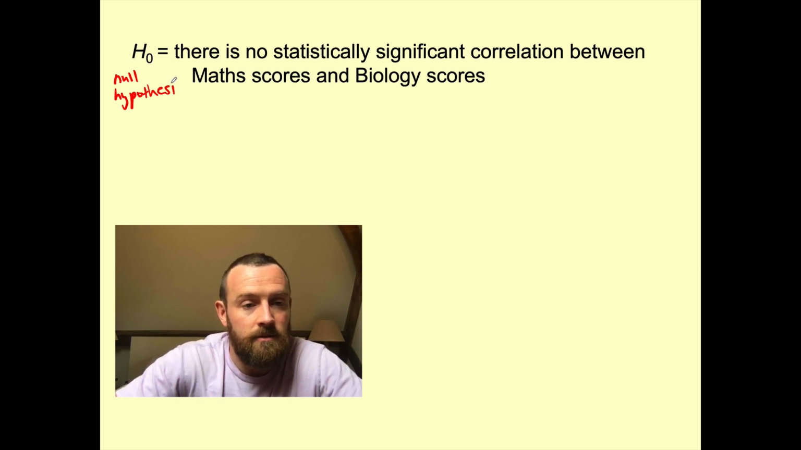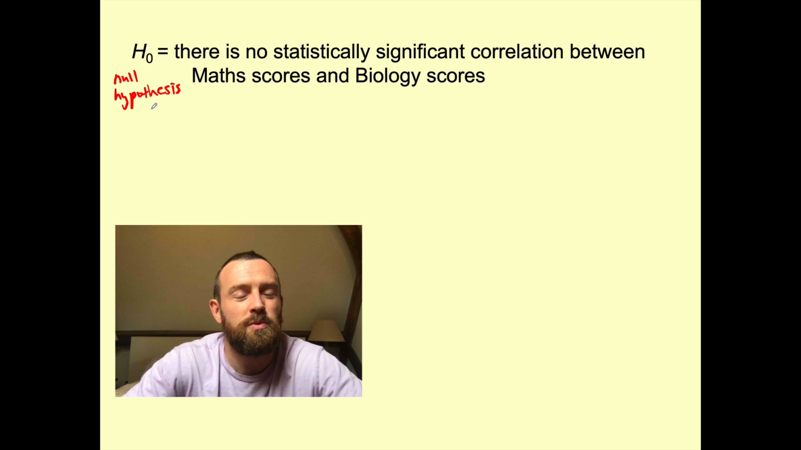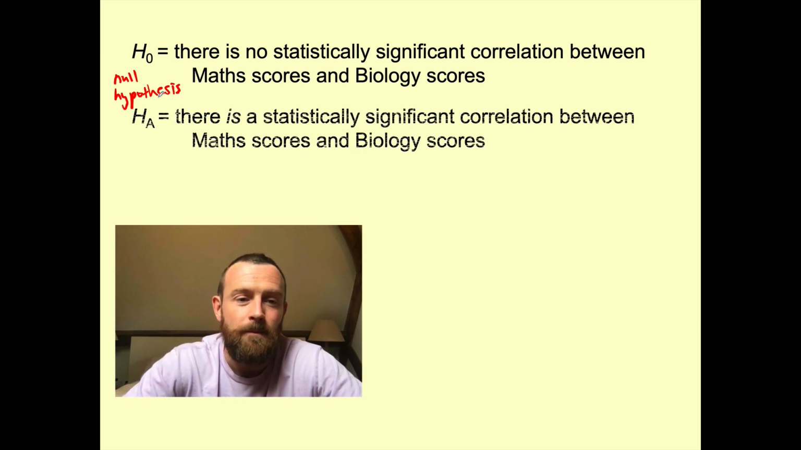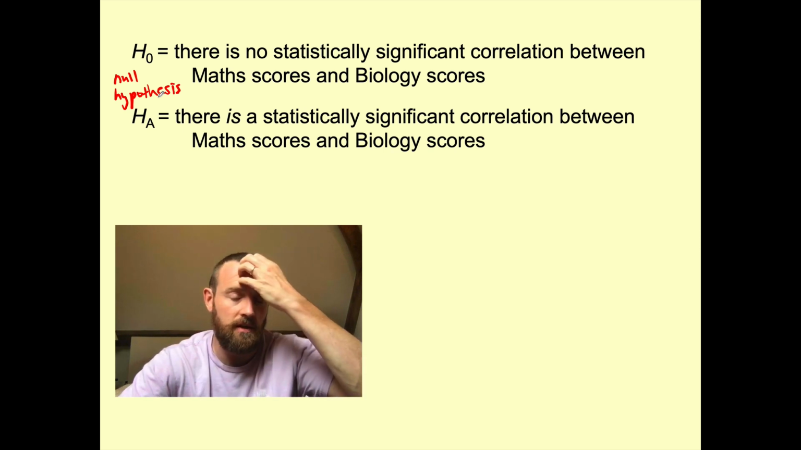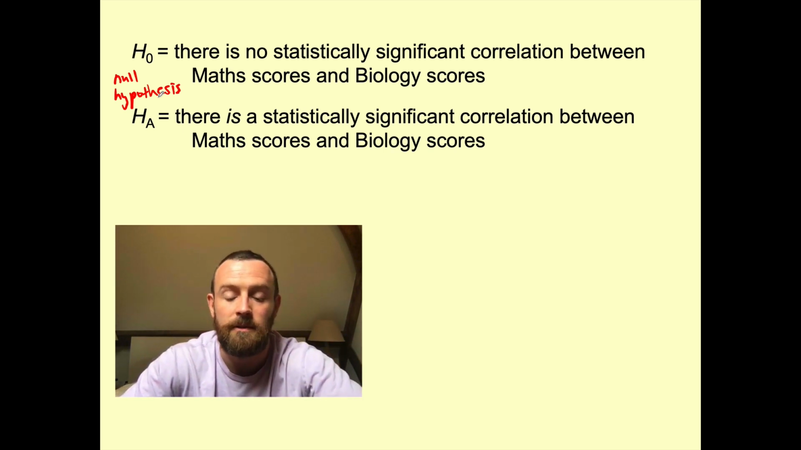And in this case, our null hypothesis, which remember we're seeking to disprove, is that there is no statistically significant correlation or link between maths and biology scores. Now, if it turns out that our statistics disprove the null hypothesis, we'll then move on and say, okay, well, there is a significant correlation, and that's the hypothesis that we can then accept.